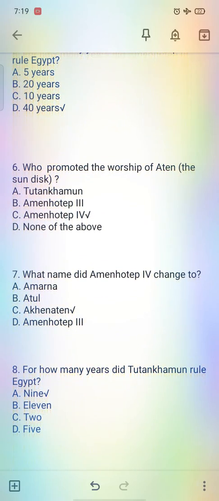Next, who promoted the worship of Aten, the sun disk? First, that is Tutankhamun, Amenhotep III, Amenhotep IV, none of the above. But as we have known, Amenhotep IV promoted the worship of Aten, and he added this word and changed his name to Akhenaten. So C, option number C would be the correct answer.